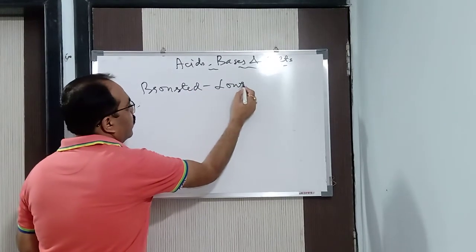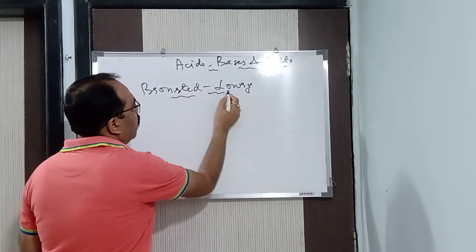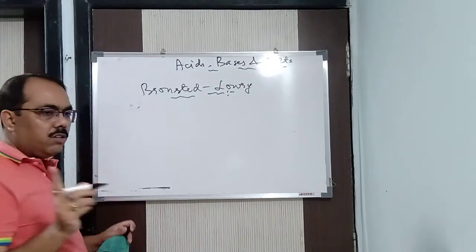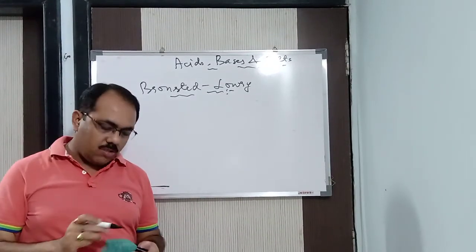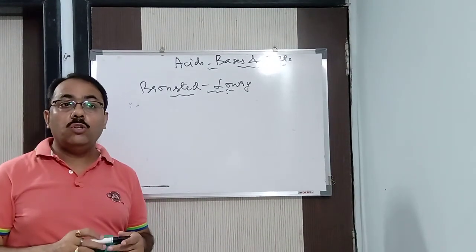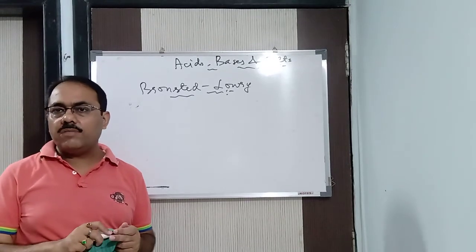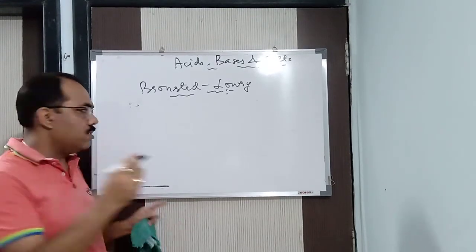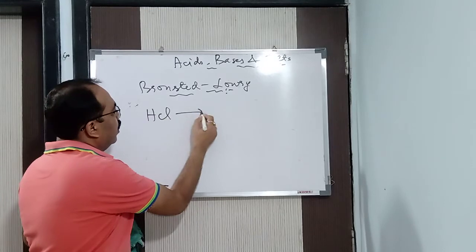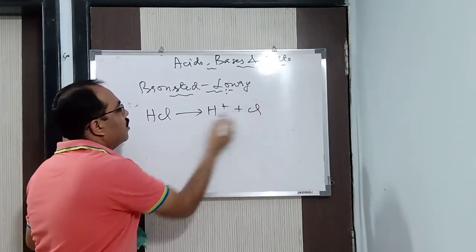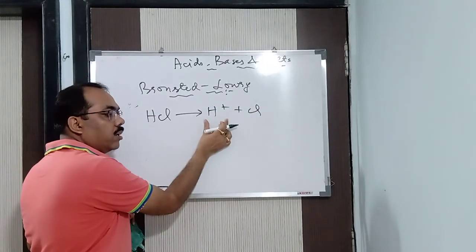Bronsted-Lowry. Now according to Bronsted-Lowry, listen carefully. According to Bronsted-Lowry, acids are those substances which are proton donors. The substances which are proton donors are known as acids. Like HCl, it gives H+ ion. So HCl is an acid, a proton donor.